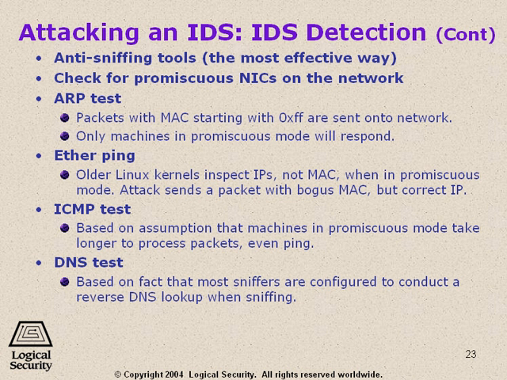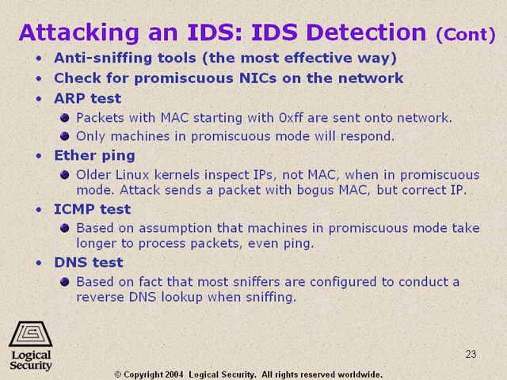There's a similar ICMP-based test. It's based on the assumption that machines in promiscuous mode take longer to process packets, even ping. So by determining the time it takes for that machine to respond, you might be able to guess that that machine is doing a lot of work, doing a lot of listening to packets, which all promiscuous mode NICs are. They're hearing way more traffic than they should be, because it's not intended for them. They're hearing a lot more conversations, they're keeping track of them, so therefore the time it takes them to respond is slightly longer, and it might be detectably longer.